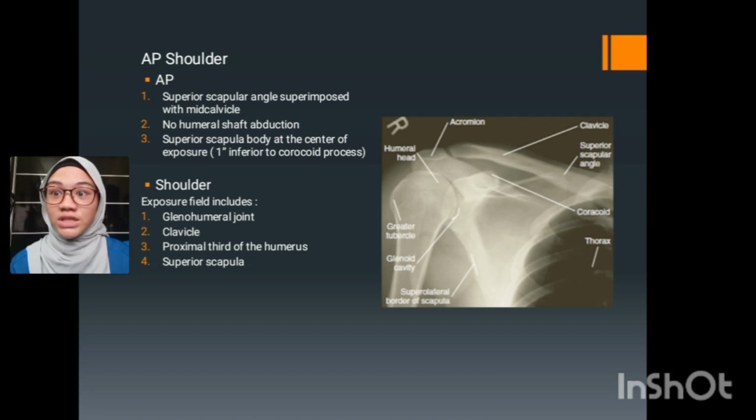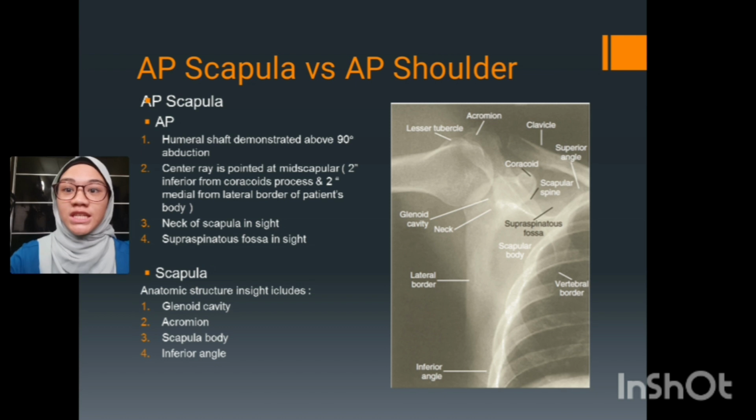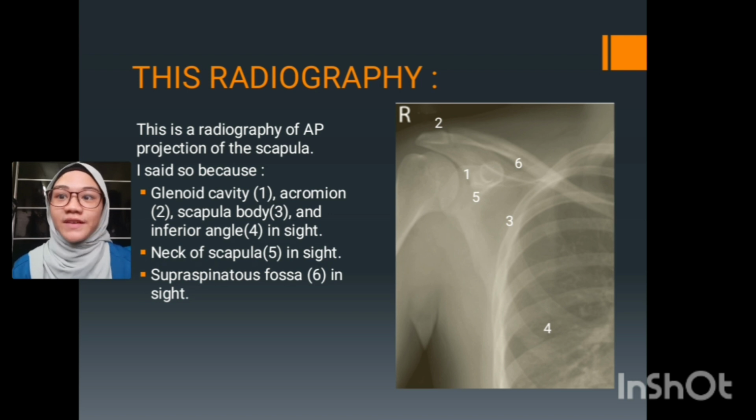So why is this a shoulder projection? This is because the exposure field includes the glenohumeral joint, clavicle, proximal third of the humerus, and superior scapula. You can see here, the AP shoulder only includes the upper parts of the scapula, while the AP scapular projection includes the whole scapula. Let's check this radiograph. This is a radiograph of AP projection of the scapula. I say so because the glenoid cavity, acromion, scapular body, and inferior angle are in sight. The neck of the scapula is in sight, and the supraspinatus fossa is in sight.